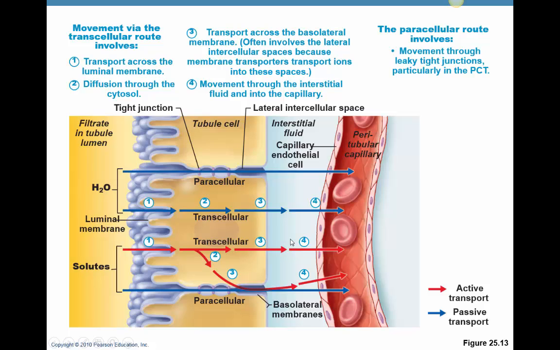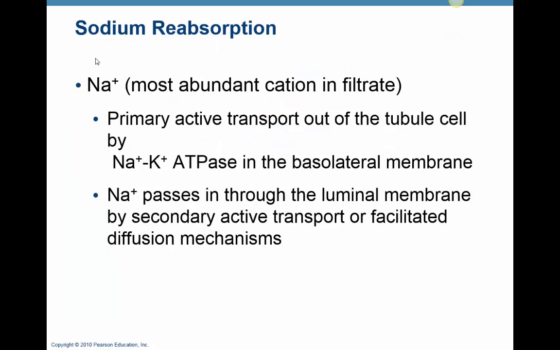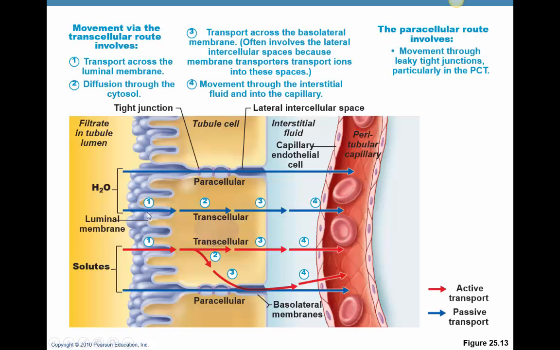So moving on then, we see that sodium is the most abundant cation in the filtrate. We have no trouble getting enough sodium in our diet, as we all know. It passes through primary active transport using that pump in the basolateral membrane, and then it passes by secondary active transport or facilitated diffusion through the luminal membrane or the apical membrane. That's what's right here. Luminal membrane, apical membrane, two different names, but it's the inner lining of the proximal convoluted tubule. And here's your basolateral membrane.